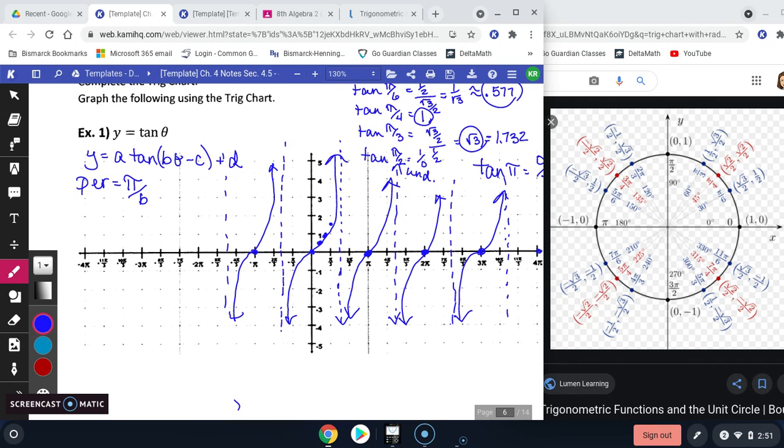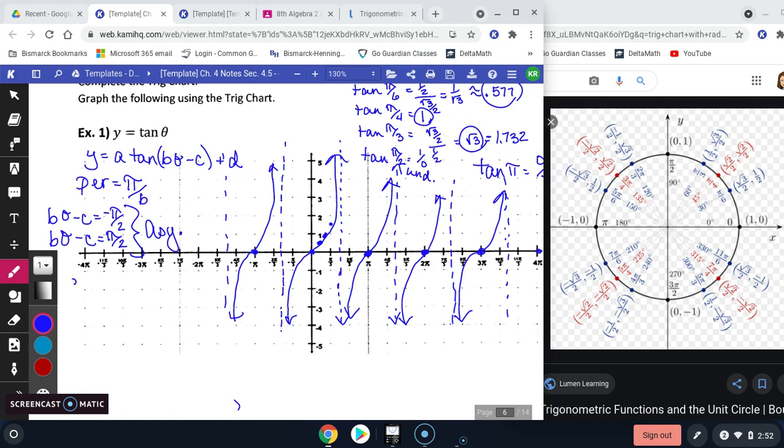Then to find your asymptotes, you want b times theta minus c to equal negative pi over 2, and b times theta minus c equals positive pi over 2. So what this does is gives you two consecutive asymptotes. If you know where two asymptotes are that are next to each other, then you can just repeat that spacing and find where the next asymptote is, the next asymptote, the next asymptote. And then tangent's going to cross the x-axis right between those two asymptotes.